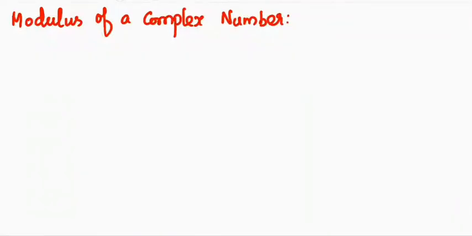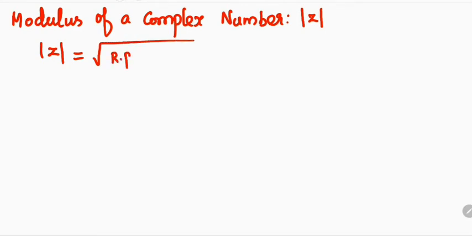Today our topic is modulus of a complex number. It is denoted by modulus of z. Modulus of z is equal to square root of real part the whole squared plus imaginary part the whole squared. So you consider z is equal to x plus iy.